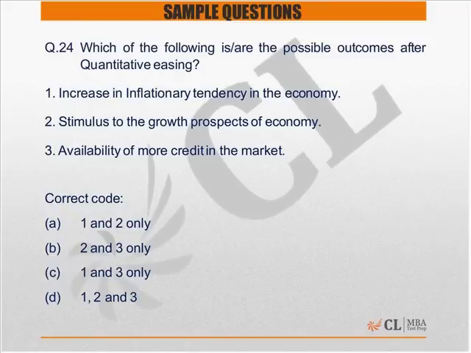Which of the following are possible outcomes after quantitative easing? A question of somewhat more applied economics rather than rural economy or welfare and development schemes. Quantitative easing, what are the components? Increase in inflationary tendency in the economy, stimulus to the growth prospects of the economy, or availability of more credit in the market. Okay. Quantitative easing, any idea about this term? Yes, friends, any idea?